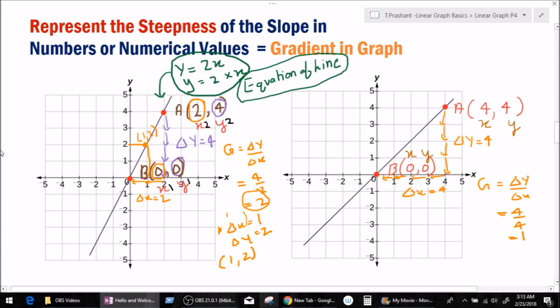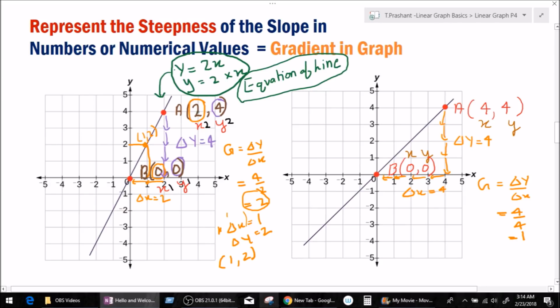Now the reason why the gradient of any two points on this line will be equal is that this line has a hidden equation behind it. That's where this line came from. y equals 2x means y equals 2 times x. Whatever the value of x is, y will be twice the value of x.